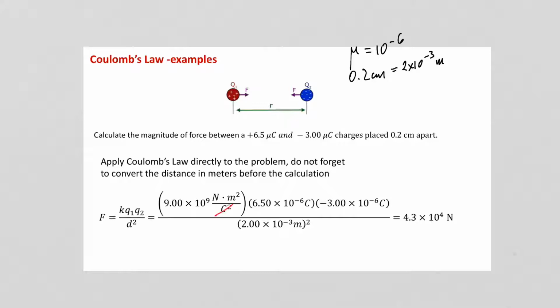So coulomb squared here will cancel with those coulombs from the charges. When you square the meters here in the denominator, that's going to cancel with meters squared right here. And when you calculate the result, you get 4.3 times 10 to the 4th newtons, the only unit that's left, and that is the force between those two charges.